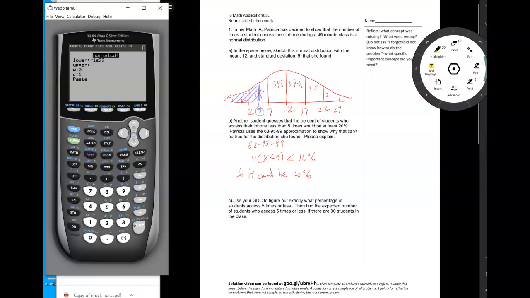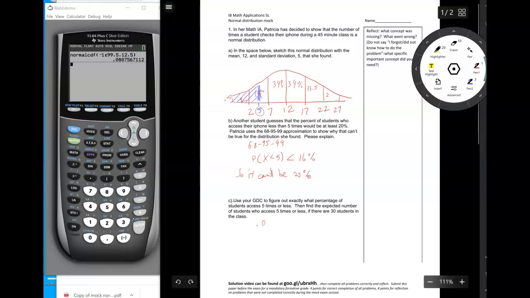So basically the blue region is between negative infinity and 5. So we leave negative infinity, which is already programmed in there, negative 1e99, and we put in 5. And then we put in that the mean is 12, and that the standard deviation is 5. And then we paste. And the answer is 0.0808. If you like to write this as a percentage, you would write 8.08%. I don't mind though if you just leave it as 0.0808, even if it asks you for a percentage. I don't mind if you leave it as a decimal.